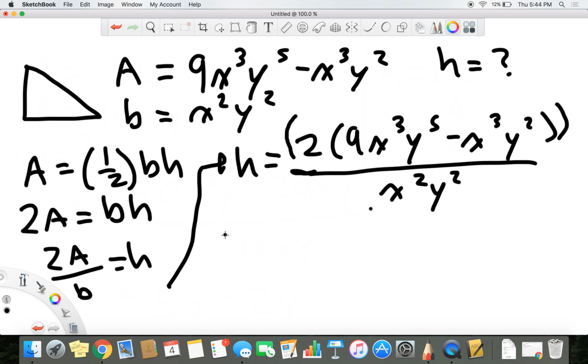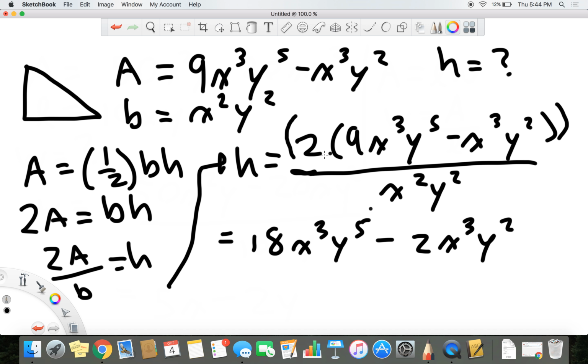So let's do that. It's going to equal 2 times 9x cubed y to the power 5, which is 18x cubed y to the power 5, and then minus 2x cubed y squared. We have no variable here, so we don't have to worry about adding any other variables. Divided by x squared y squared. And let's just solve that.